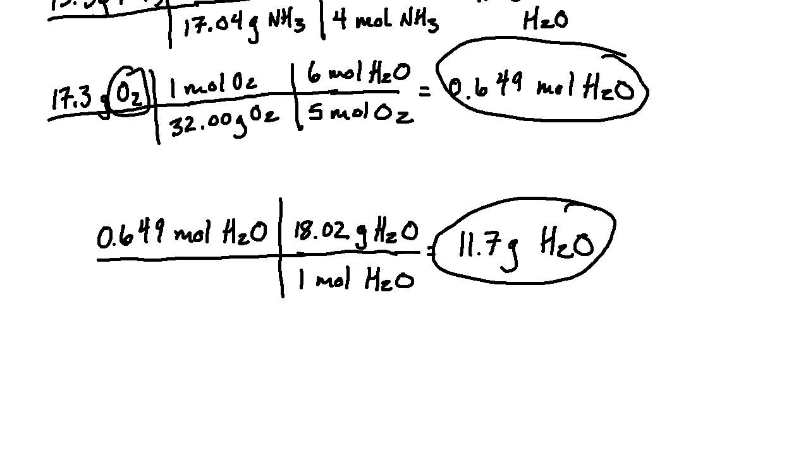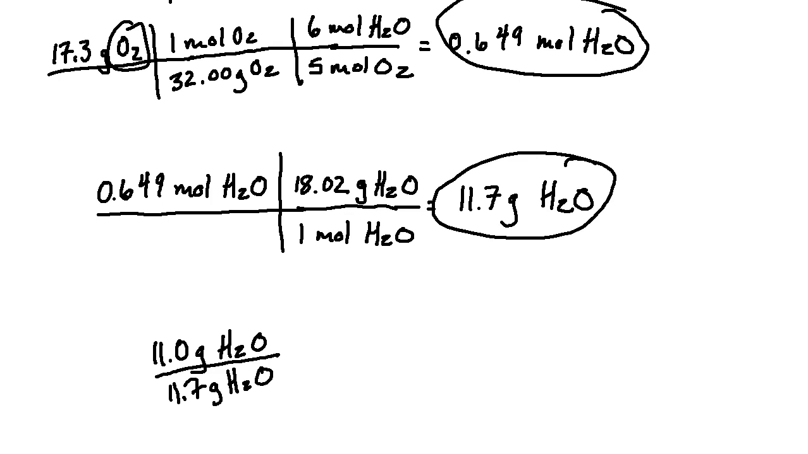So what I can do here is say I've got 11 grams of water, and this is going to be in comparison to 11.7 grams of water, because that's the maximum potential, that's the theoretical yield. I would do a multiplier times 100, and you should have come out with 94%, and that would be the percent yield for this problem.